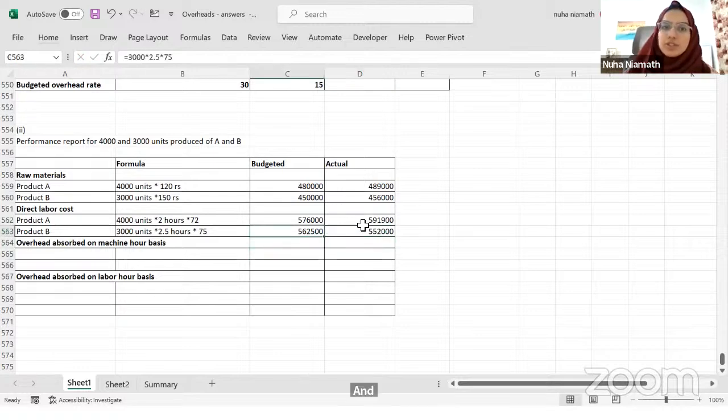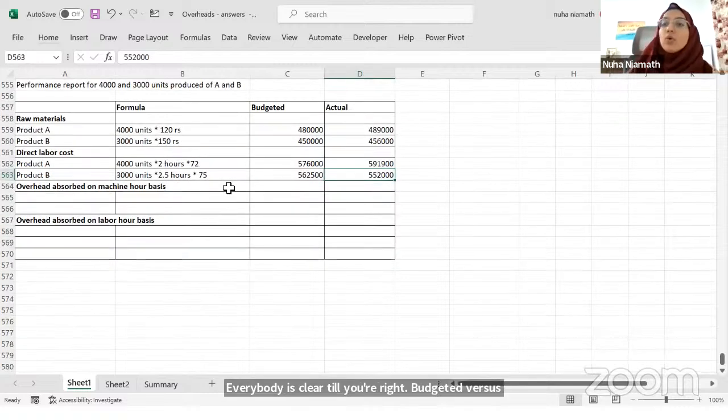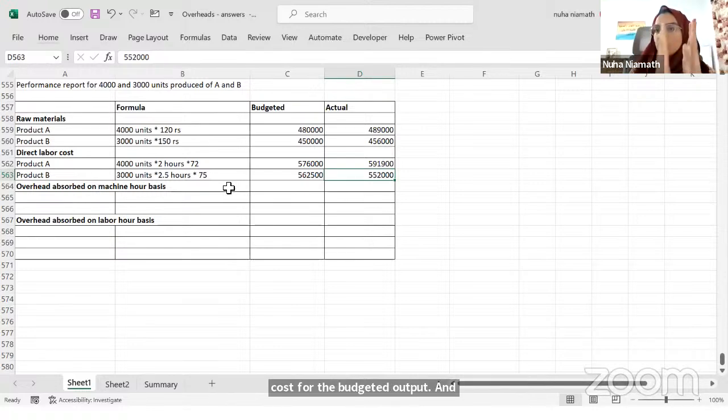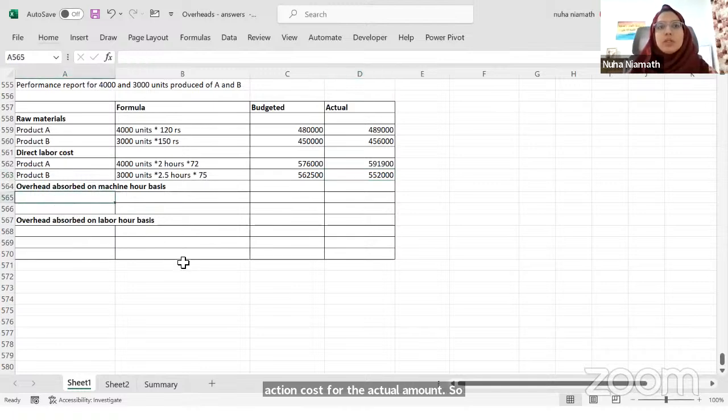Everybody is clear till here, right? Budgeted versus the actual. So for the 4,000 and 3,000 units produced, if the question told us to compare the budgeted cost for the budgeted output, then we wouldn't use 4,000 units for the budgeted cost. This is something we will take up in standard costing, not here. But remember that they have not mentioned anything complicated like calculate the budgeted cost for the budgeted output. It's just mentioned calculate the budgeted cost and the actual cost for the actual output. So you have to keep in mind what the question is asking. Here it's asking for the actual output, so you will calculate it for 4,000 and 3,000 only.